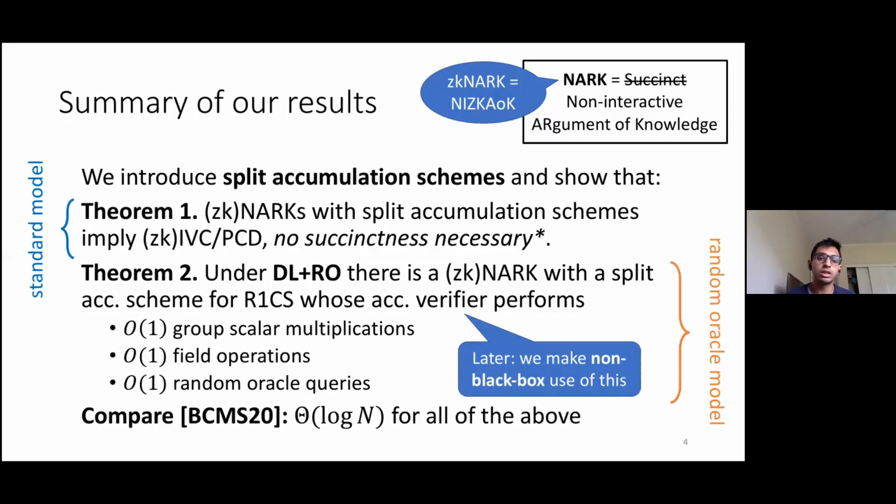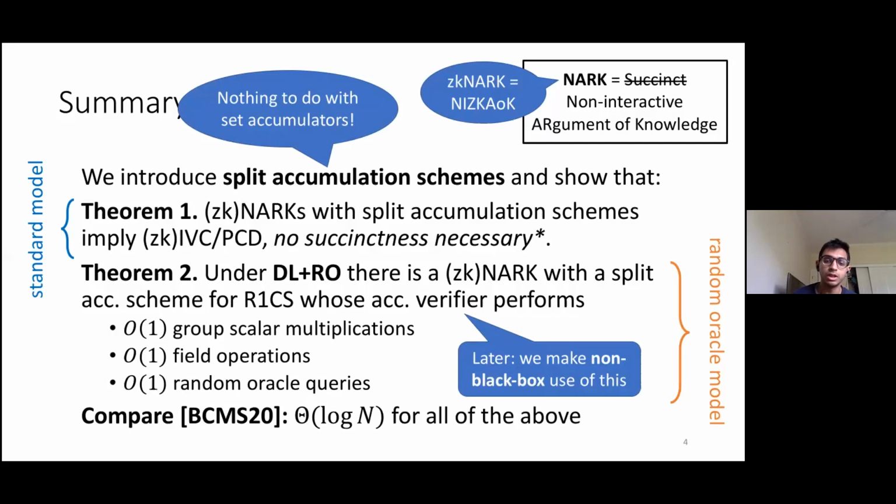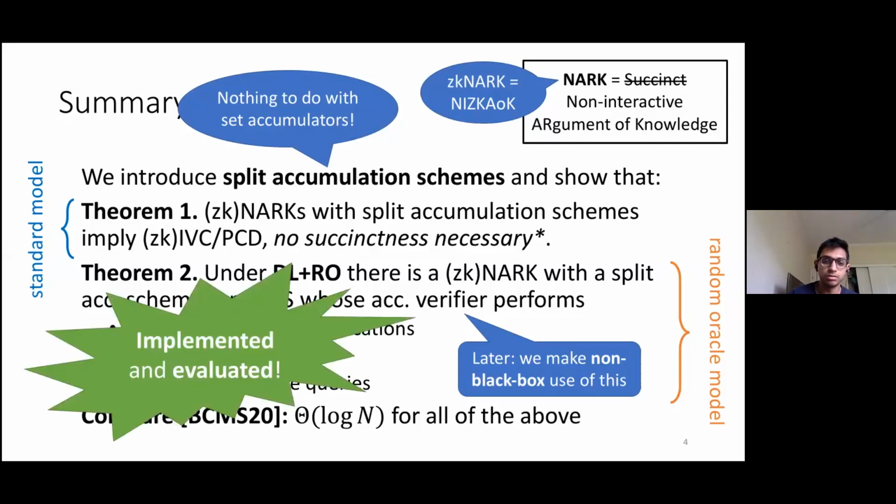So theorem 1 only applies in a standard model, which means that you can't have random oracles around anywhere. But for theorem 2, we only know how to actually construct these things in the random oracle model. I'll explain this in a little bit more detail right after this. So I want to clarify that just like the notion introduced in BCMS20, split accumulation schemes have nothing to do with set accumulators. Rather, they sort of accumulate the correctness or membership inside a relation in some sense. Okay. Yeah, so we implemented and evaluated this. I'll dive into a few more details about this soon.